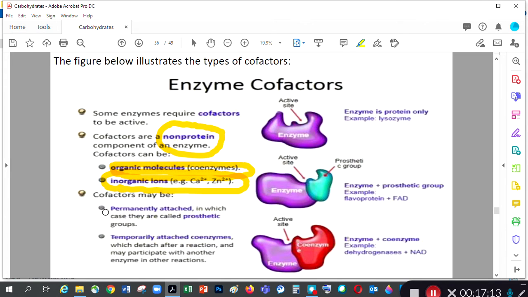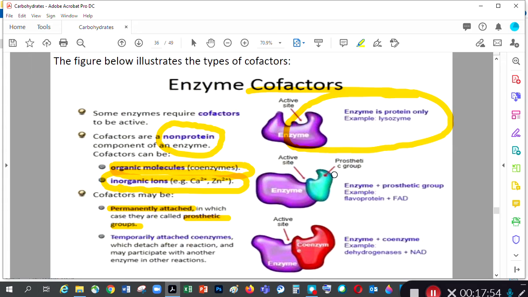Cofactors may permanently attach, and this is very important, to the enzyme, and in this case are called prosthetic groups, or can be temporarily attached as coenzymes, which detach after the reaction and may participate with another enzyme in another reaction. So here we have just the active site. This is an enzyme, a protein-only example. This is only protein.